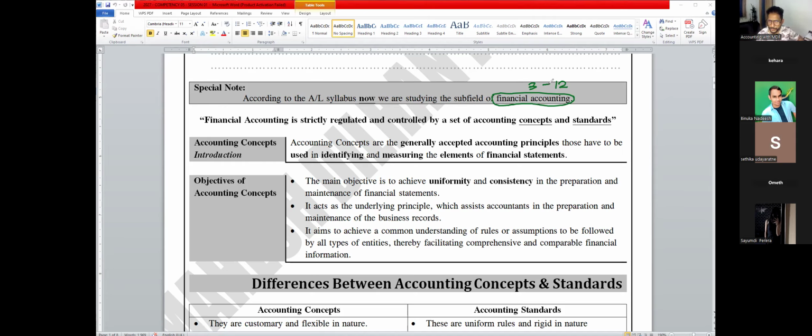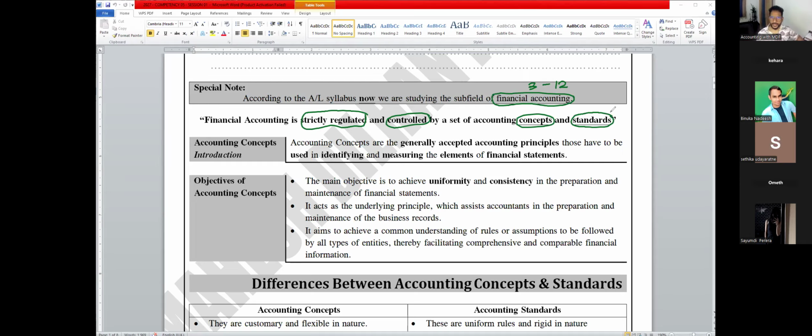What did I tell you? Financial accounting is strictly regulated. Strictly regulated. Highlight it. Strictly regulated and controlled by a set of accounting concepts and standards. Right? Accounting concepts and standards. Okay? Accounting concepts and standards.